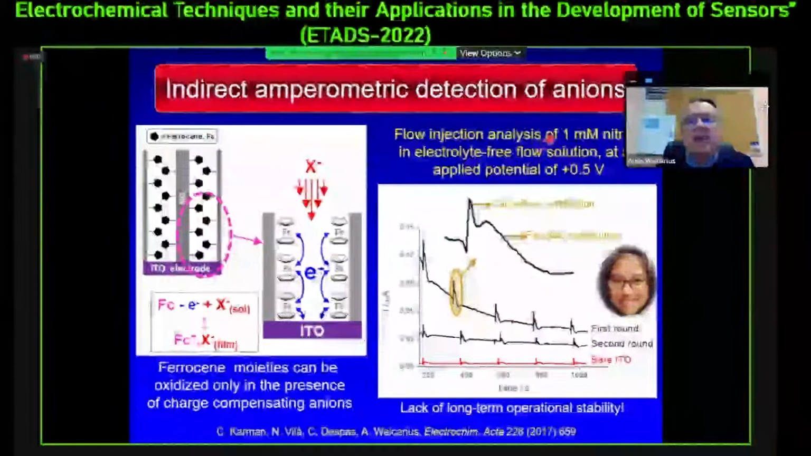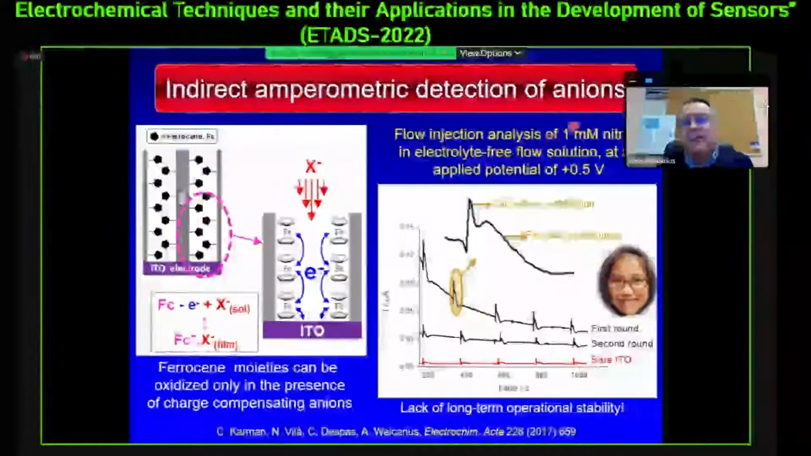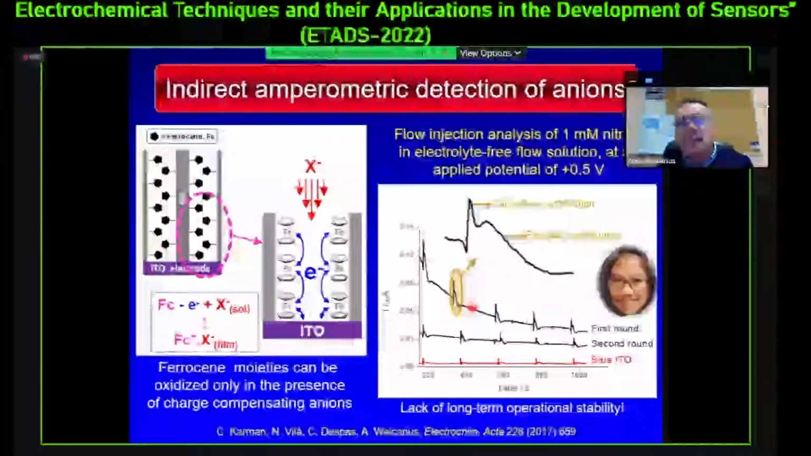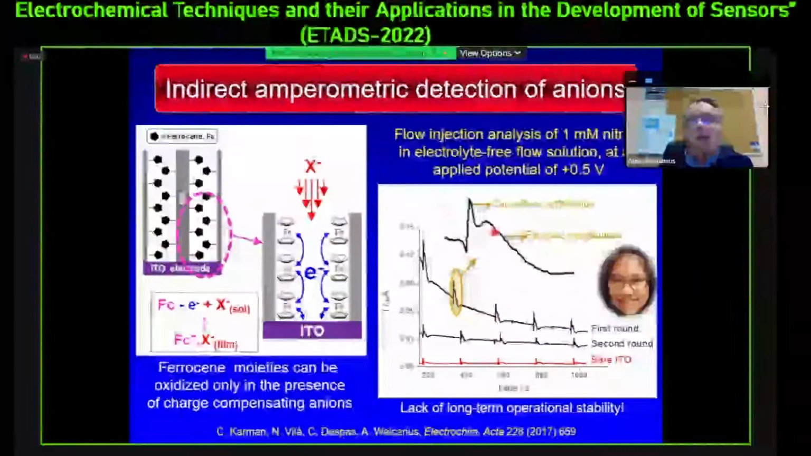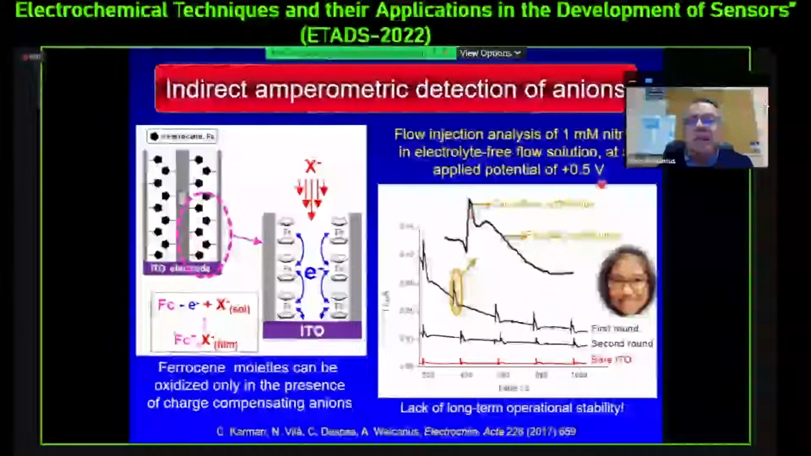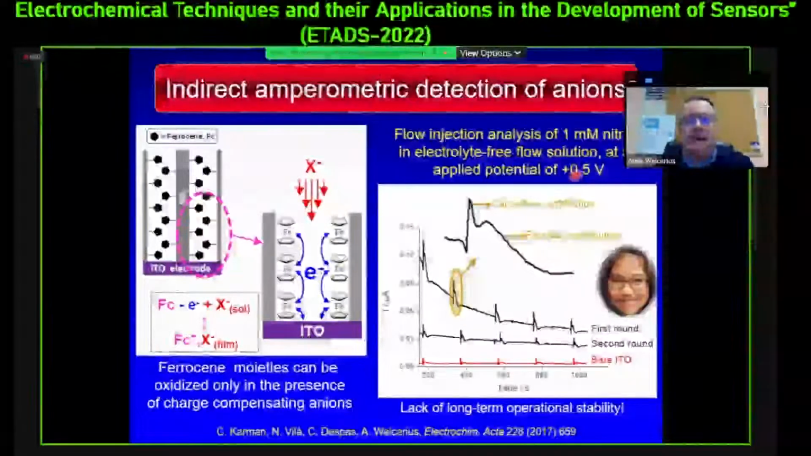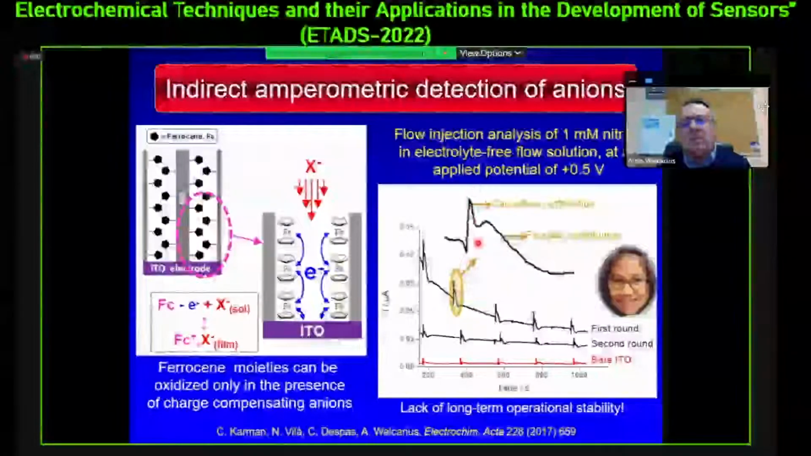And at some times, we inject a small amount of anion. In that case, it was nitrate. And so we observed a flow injection signal, which has two components. The first one is a capacitive contribution, because when the nitrate sample is contacting the electrode surface, it induces some conductivity, and the potential which is applied is really applied to the electrode. And so you have the capacitive current.